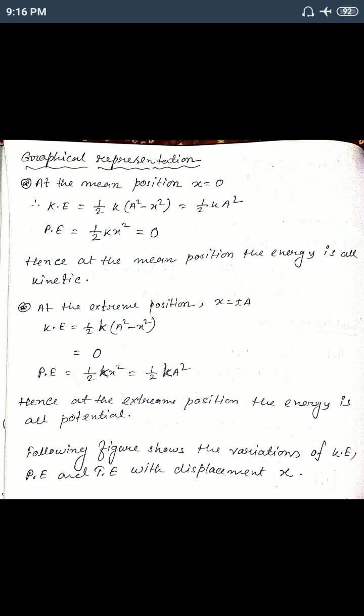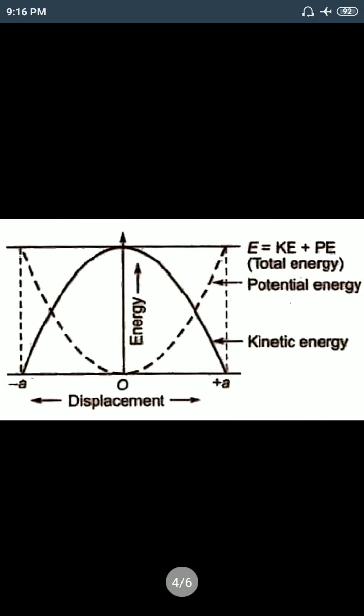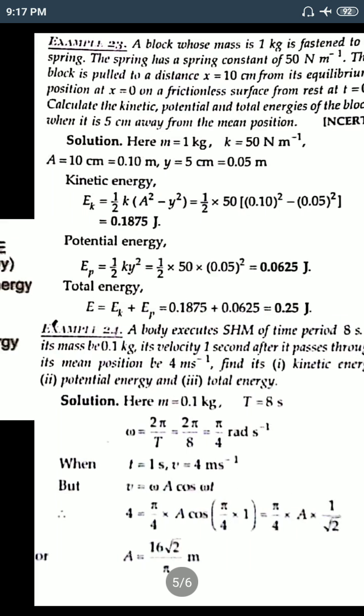Now, if we plot this in a figure, we get this kind of figure. This figure shows the variations of kinetic energy K, potential energy U, and total energy E with displacement X. The graphs for K, the kinetic energy, and U, the potential energy, are parabolic, while the graph for E, the total energy, is a straight line parallel to the displacement axis. Displacement axis we plot as x. So at x equals 0, the energy is all kinetic, and at x equals plus minus a, all energy is potential energy.